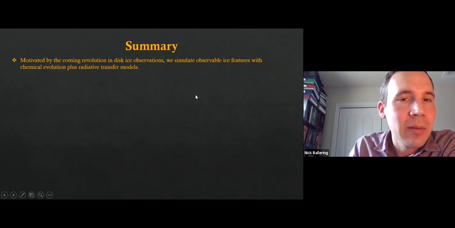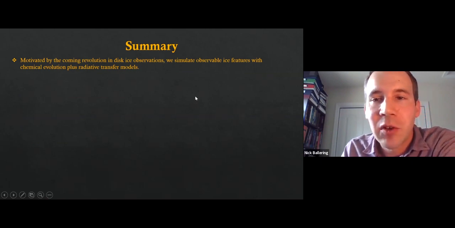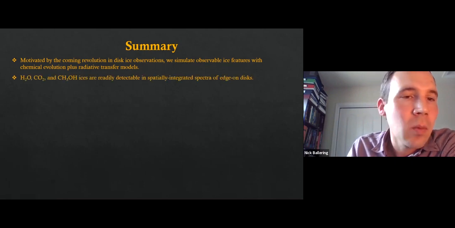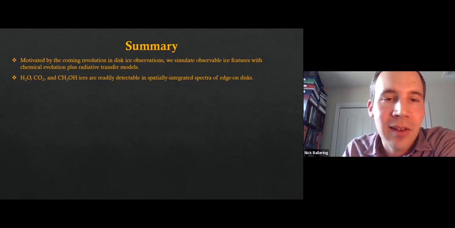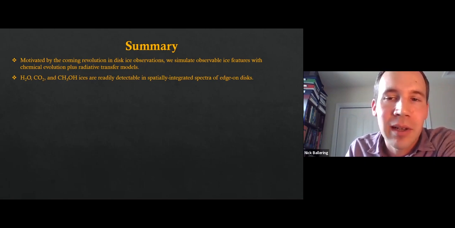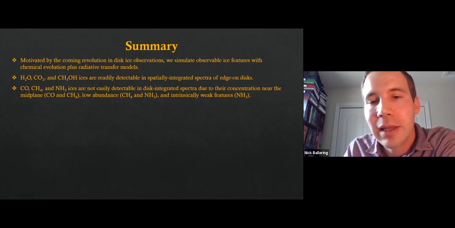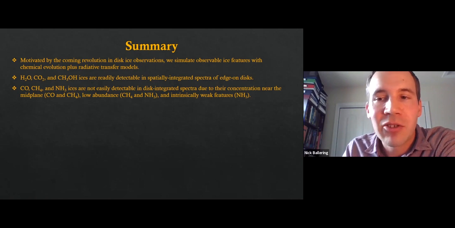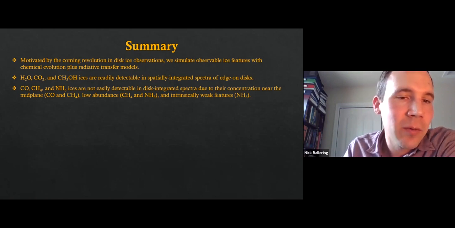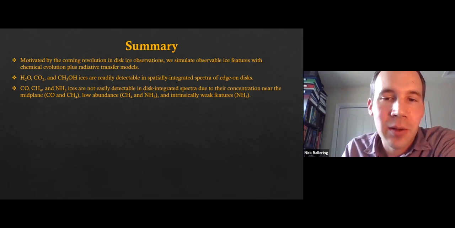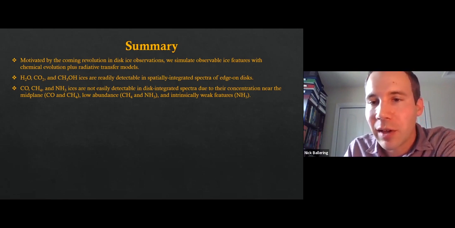So motivated by the upcoming revolution in disk ice observations, we simulate observable ice features with a chemical evolution model plus radiative transfer. We find that water, CO2, and methanol ices are readily detectable in spatially integrated spectra of edge-on disks. We find that the CO, CH4, and NH3 ices are not easily detectable in the disk integrated spectra due to a combination of their concentration near the midplane, which is true for the CO and the CH4, their overall lower abundance than other species, which we found for CH4 and ammonia, and also their more intrinsically weak features, which is true for ammonia.